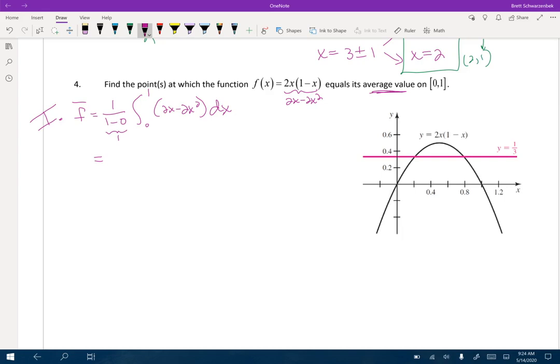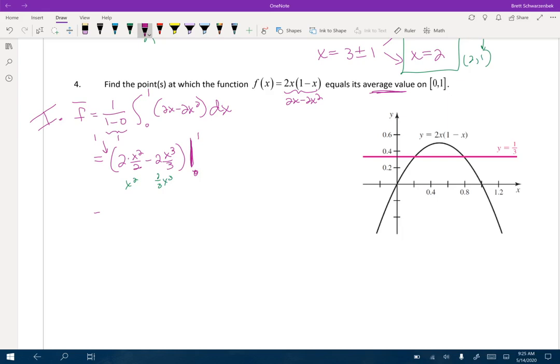But let's integrate first. So 2x squared over 2 minus 2 times x cubed over 3. We have to evaluate that from 0 to 1. Now note again, there is no number here because it's just 1. So simplifying, this clearly is going to get us x squared, and this is going to be 2/3 x cubed.